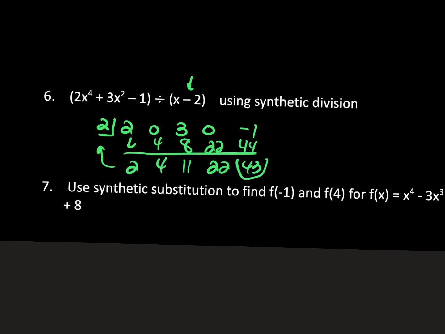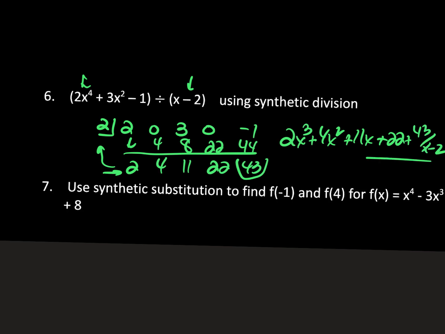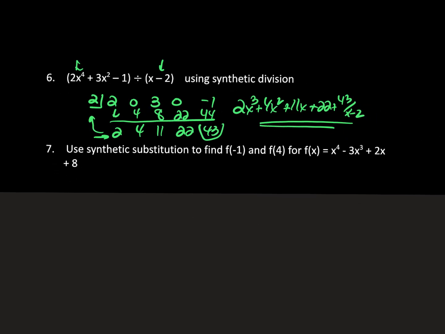And we're going to start our quotient, our answer down here, 1 degree less than we started. We started with 2x to the fourth. We're going to start here with 2x cubed plus 4x squared plus 11x plus 22. And then the 43 goes over the x minus 2. There's your quotient and remainder.